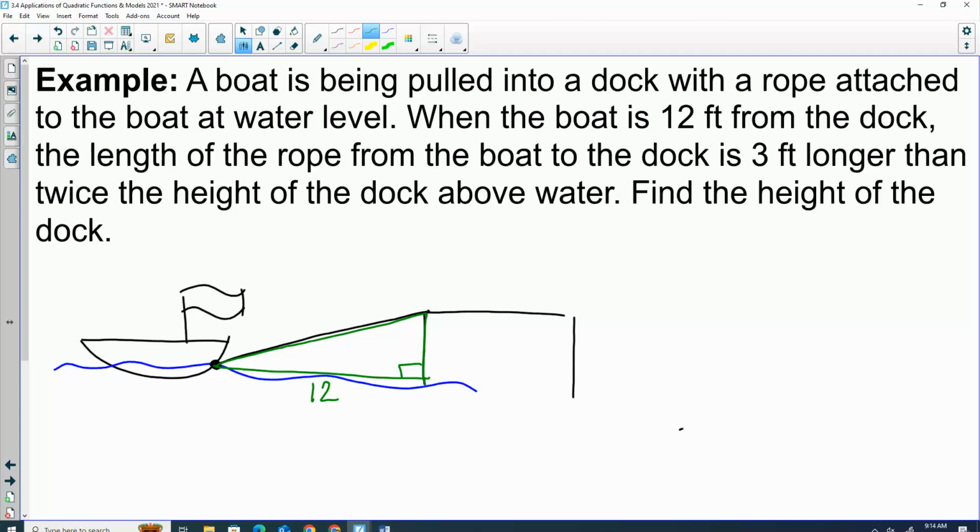The length of the rope from the boat to the dock, where's the rope? The top. The hypotenuse is 3 feet longer than, so that means we're adding 3, twice the height of the dock above water. Do I know how tall the dock is? So x, so twice that would be 2x. So now I have my triangle labeled.